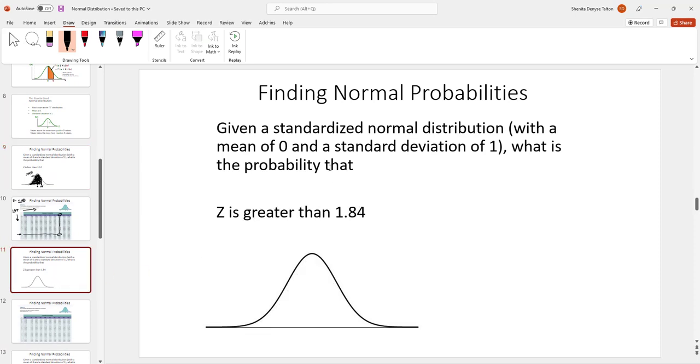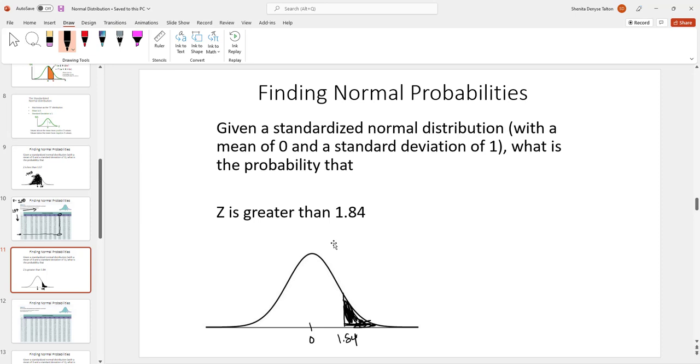So this is the same scenario, except this time we're looking to see what's the probability that z is greater than 1.84. So once again, the mean is 0. Let's say 1.84 is here. This time we want everything greater than that.